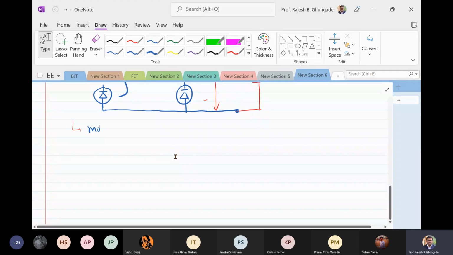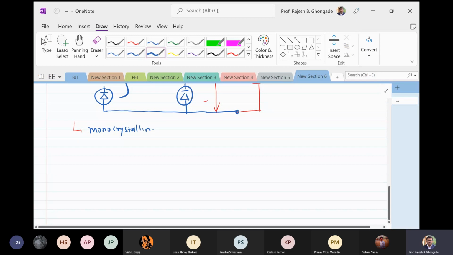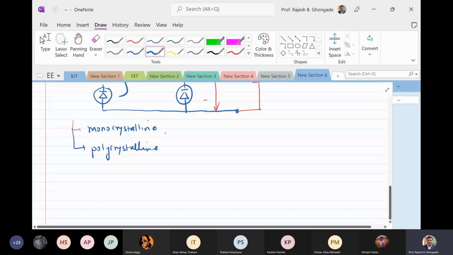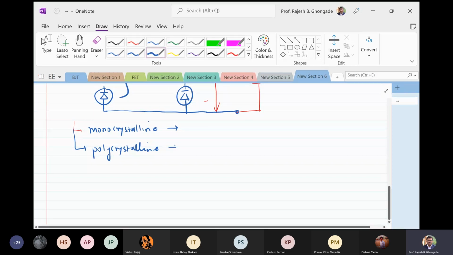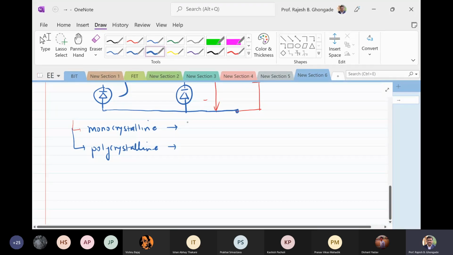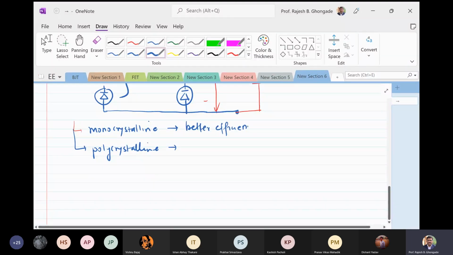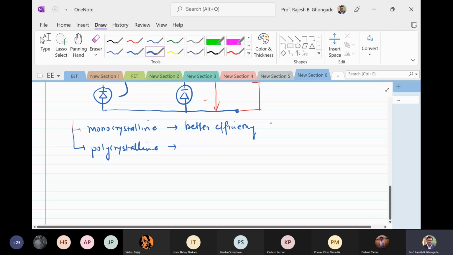As I was saying, they come in two types: monocrystalline and polycrystalline. These are the two types. Monocrystalline gives better efficiency. By the way, how do you define the efficiency of a solar cell? What is efficiency, by the way?